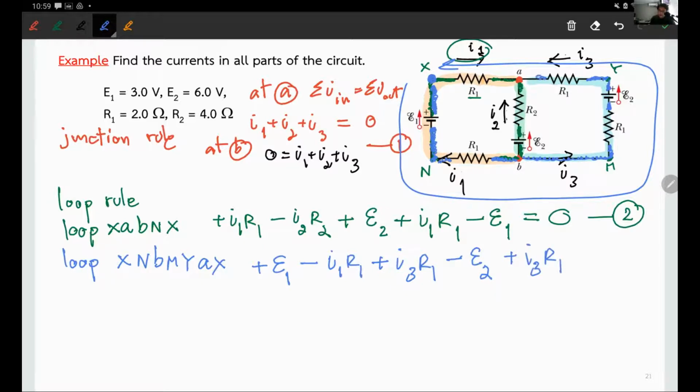Keep going. Now I'm at A. Keep going. Now I am hitting another resistor with the current flow through, I1. However, now I'm going against the current, so it's going to be negative I1 R1. Now I have arrived at X. Complete the loop. That's my third equation. That's it.